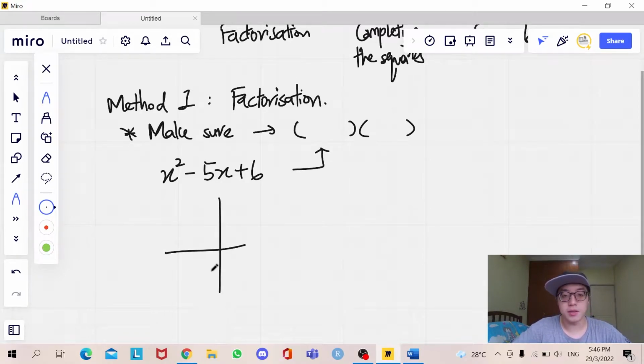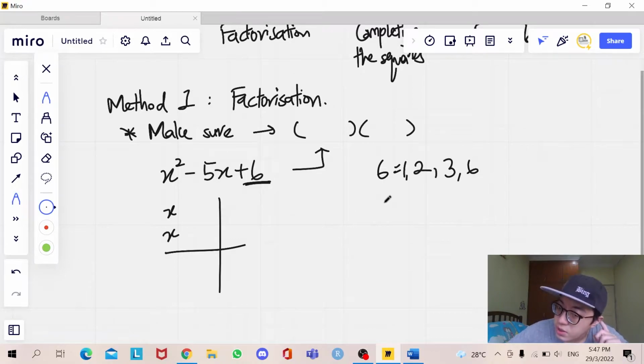use this method. First we have x squared here, so we will write both x here. And then we will now look at the factors of 6. The factors of 6 are 2 and 3, 1 and 6. So these are the four factors for 6, but we need to choose the set of factors that can add up to the middle figure here. So we will now test out one by one.